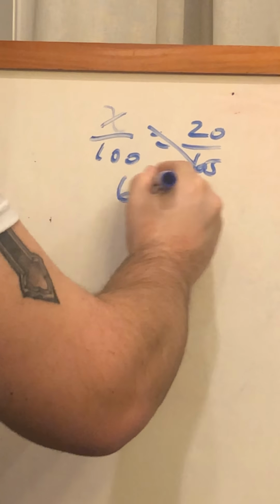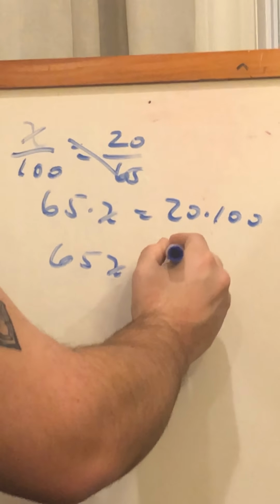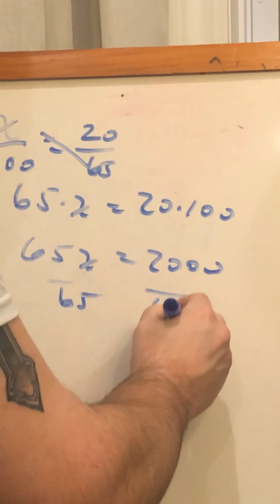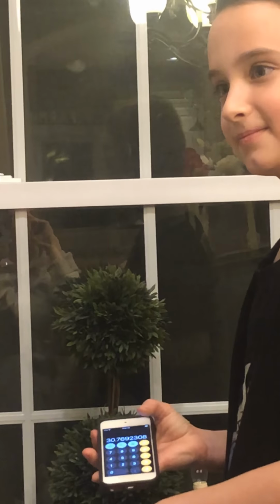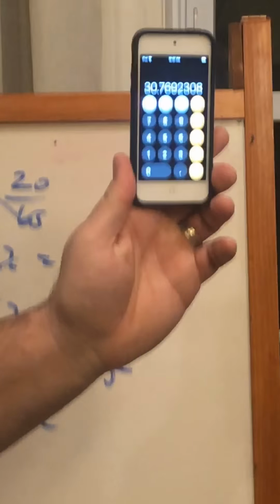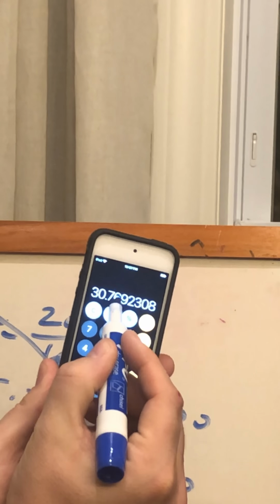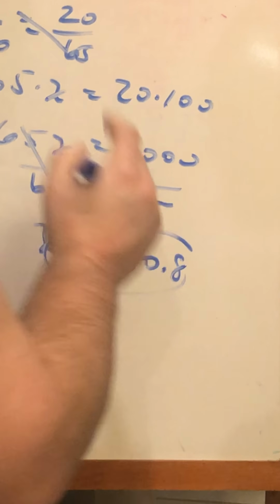Cross multiply 65 times x, 20 times 100, 65x, 2,000 divided by 65. Okay, and we're going to round to the nearest tenth. 30.76. The 6 tells me how to round: 5 or more, add 1 more. So 30.7 goes up to 30.8. Got it. This is great.